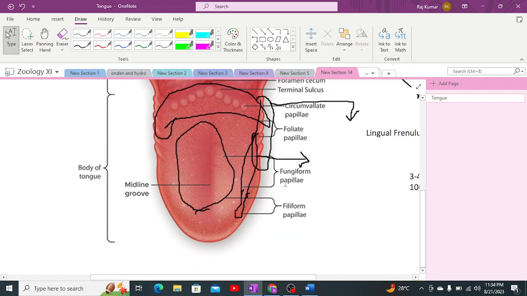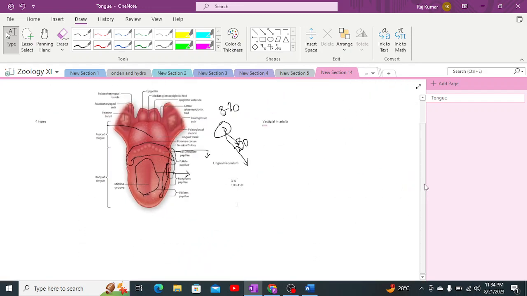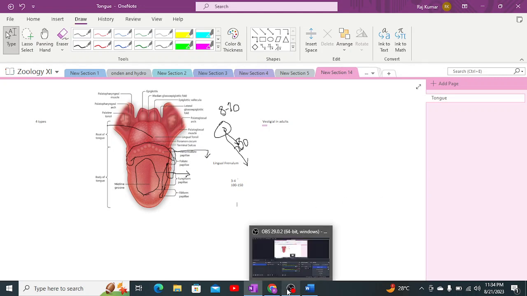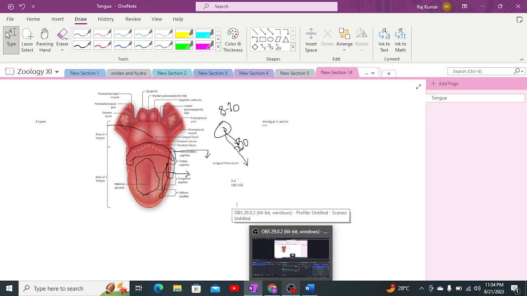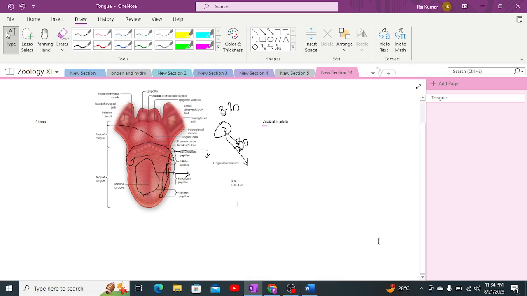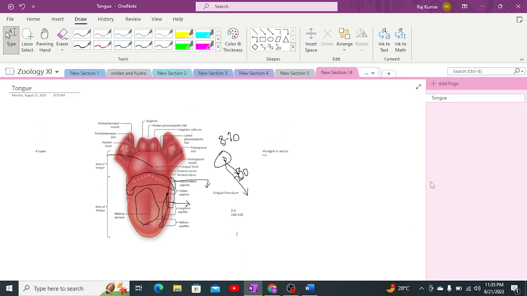And how is oral speech produced in the tongue? Oral speech is produced by means of touching the tongue with the hard palate. When the tongue is touching the hard palate, a sound is produced, and that movement is also controlled by the nerves.